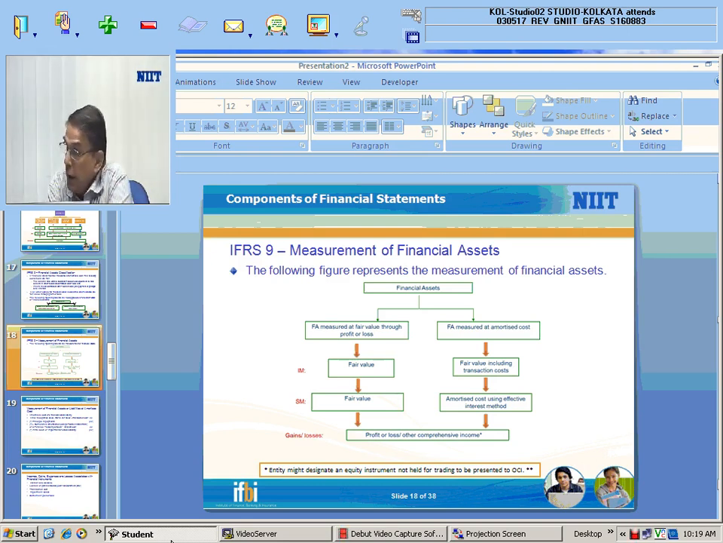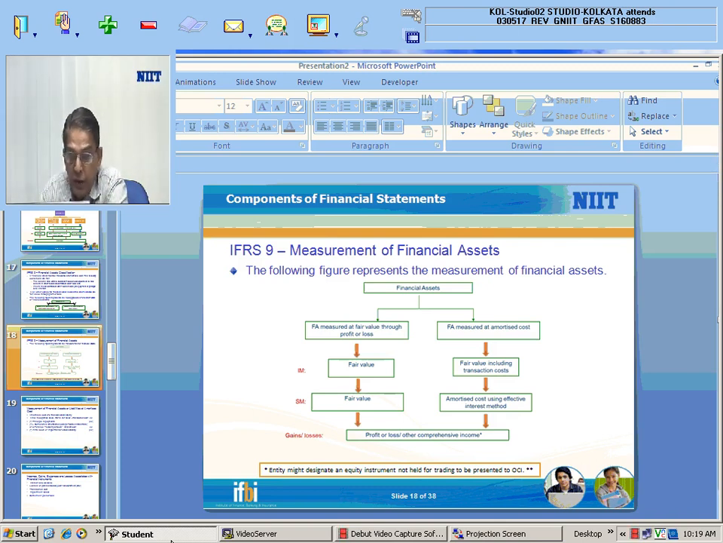In case of financial assets measured at fair value through profit and loss, the initial measurement is at fair value excluding the transaction cost. Transaction cost will be directly expensed to the profit and loss account. But in case of financial assets measured at amortized cost, the initial measurement will be at fair value including transaction cost, and subsequent measurements on various reporting dates will be at amortized cost using the effective interest method. The difference between the initial measurement and subsequent measurement will again be transferred to the profit and loss account.